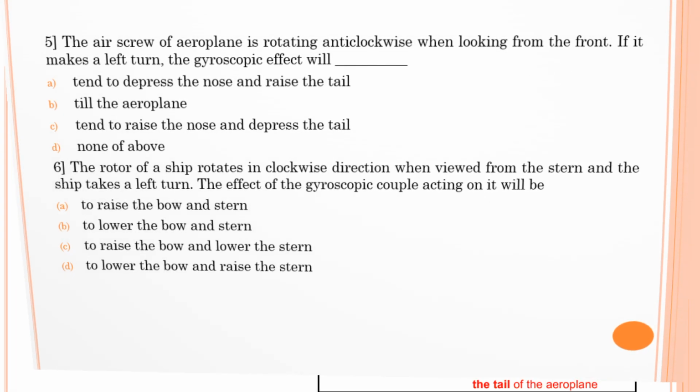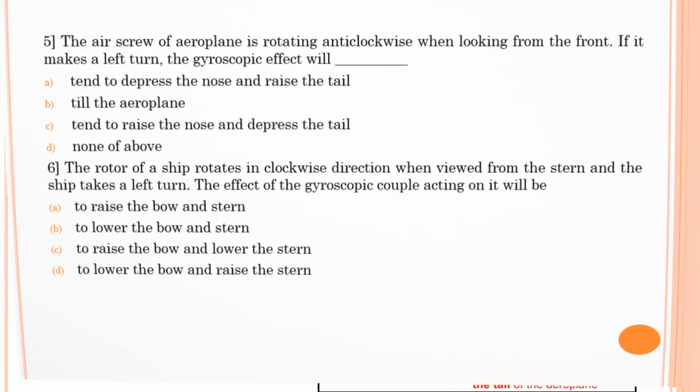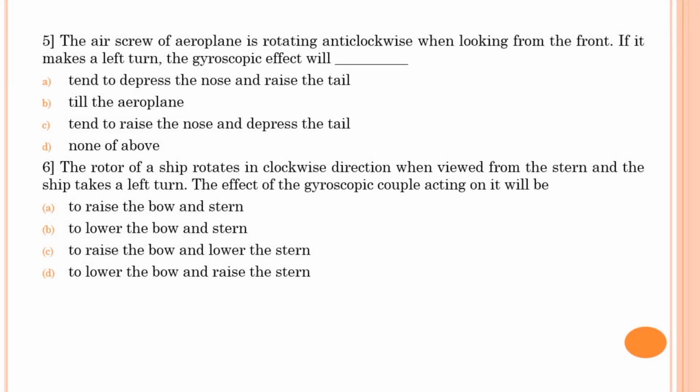Next, fifth: the air screw of the aeroplane is rotating anti-clockwise when looking from the front. Remember, in the previous question I said the engine of the aeroplane is rotating clockwise when seen from the tail end. If you consider you are at the tail end, then the rotor is rotating clockwise. In the second question I said the screw of the aeroplane, that means the propeller, is rotating anti-clockwise when looking from the front. From the front it is anti-clockwise, from the rear end it will be clockwise.